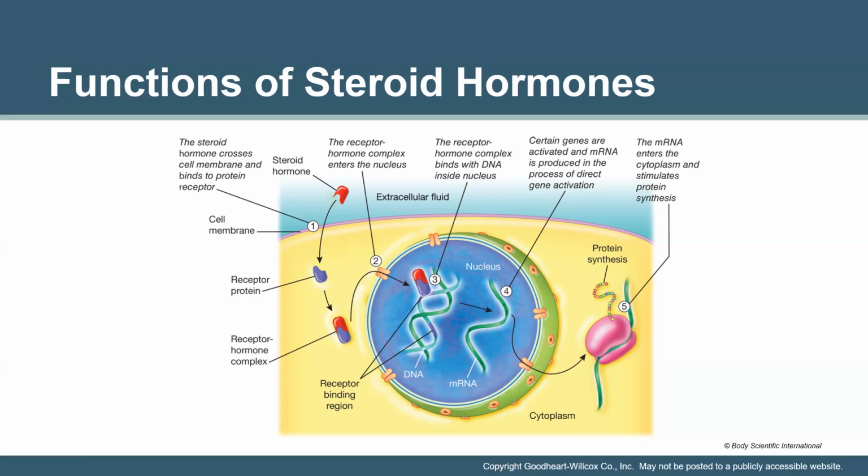Once this hormone complex reaches its target, it binds to the protein receptor inside the cell and forms a hormone receptor complex. This then is able to get into the nucleus. This has the potential to turn on gene expression, to get something activated. We turn on gene expression to do what? We do that in order to build proteins.